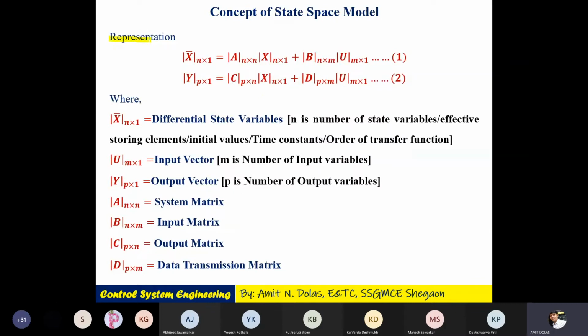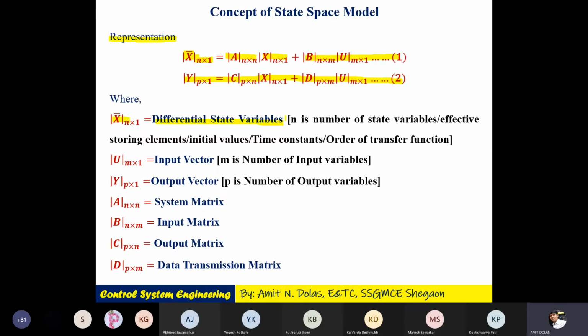Now its representation is in matrix form. It is x dot, n by 1, equal to A matrix of n by n, x matrix of n by 1, plus B into u. I'll read it out. Then y is equal to C into x plus D into u. So we'll see what that is. x dot is nothing but the differential of the state variables.